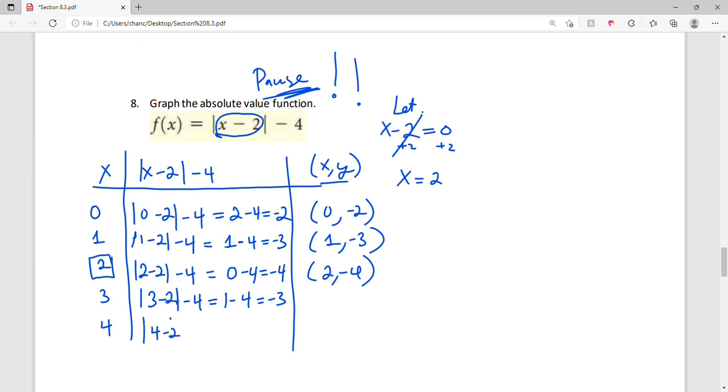For the last one, we'll substitute a 4. 4 minus 2 is 2. The absolute value of 2 is 2. 2 minus 4 equals negative 2.